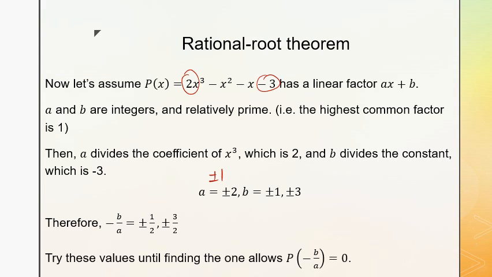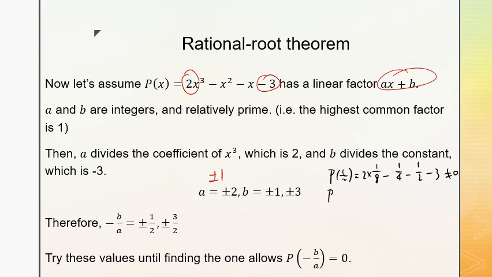Again, we'll try these values until we find the one that allows p of negative b over a to be equal to 0, to find our first linear factor, which can be written as ax plus b. So we're going to try p of a half. This will give you 2 times 1/8, minus a quarter, minus a half, minus 3, which apparently is not equal to 0.